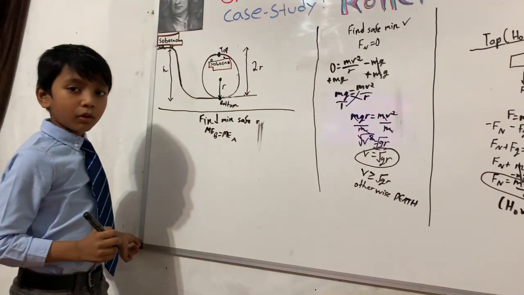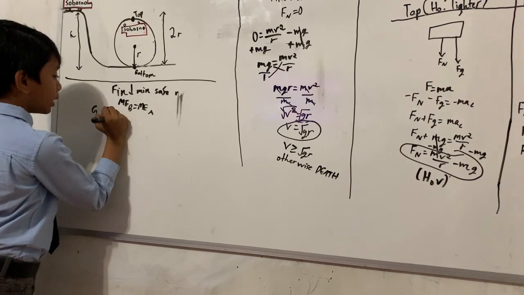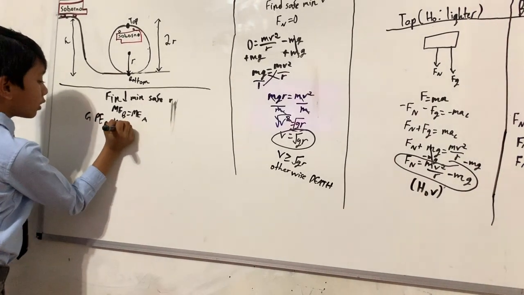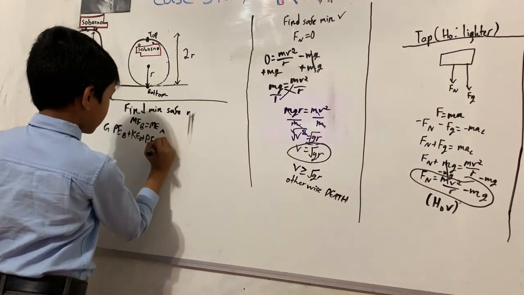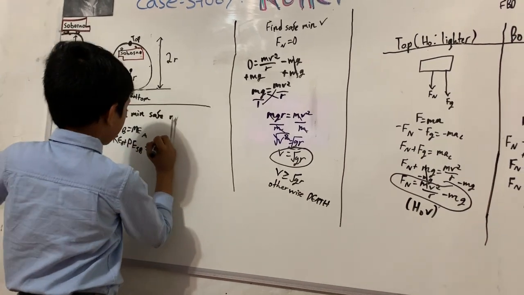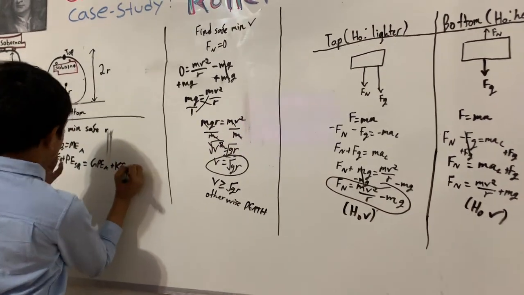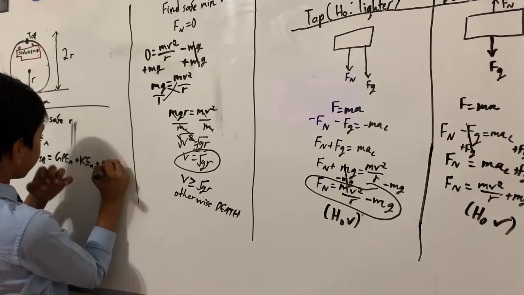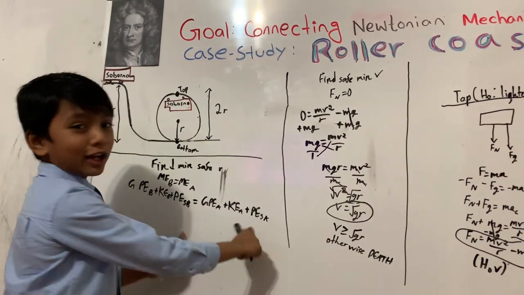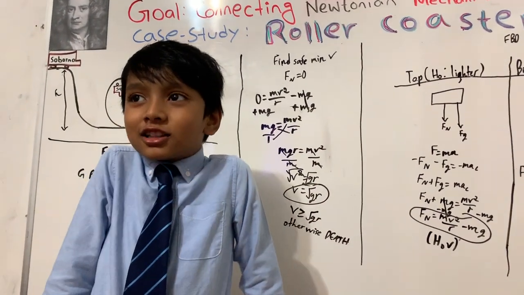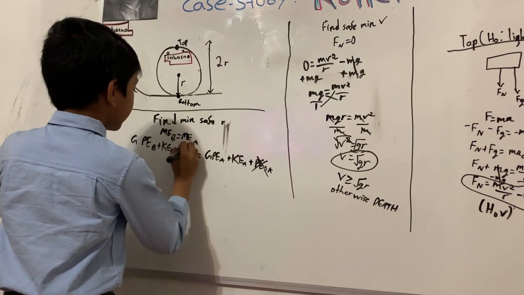So, mechanical energy before and mechanical energy after. So, gravitational potential energy before plus kinetic energy before plus spring potential energy before is equal to gravitational potential energy after plus kinetic energy after plus spring potential energy after. Now, do you think there's any friction behind the scenes in a roller coaster? No, of course not. Unless you're riding on a dangerous bouncy roller coaster. So, these are set to zero.